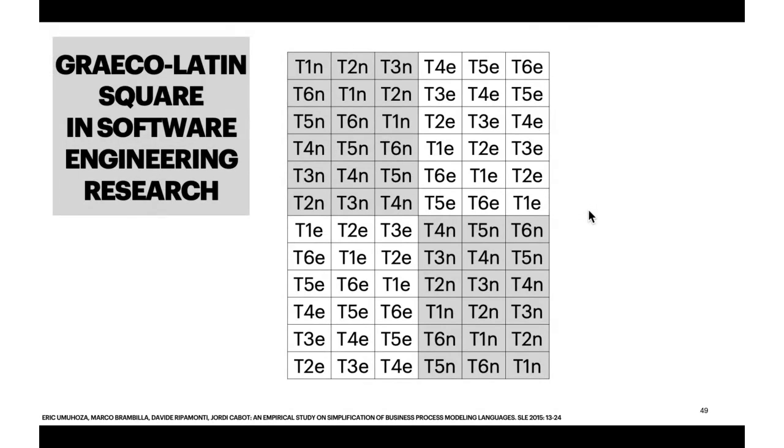N and E here correspond to different approaches. N is a normal approach, which is used as a baseline, essentially using keywords and searching for solutions.